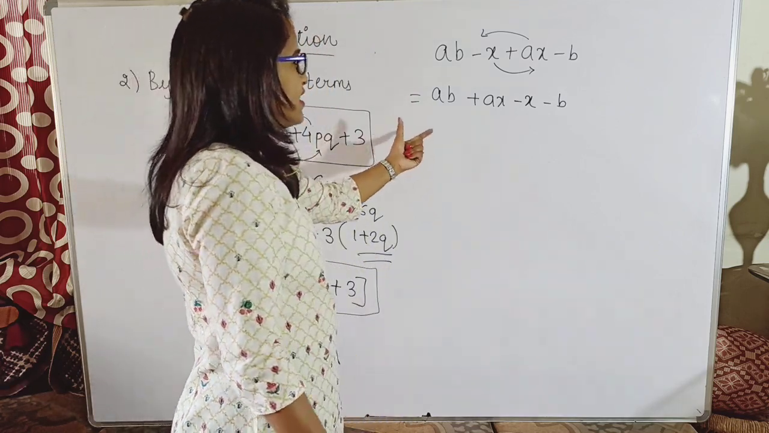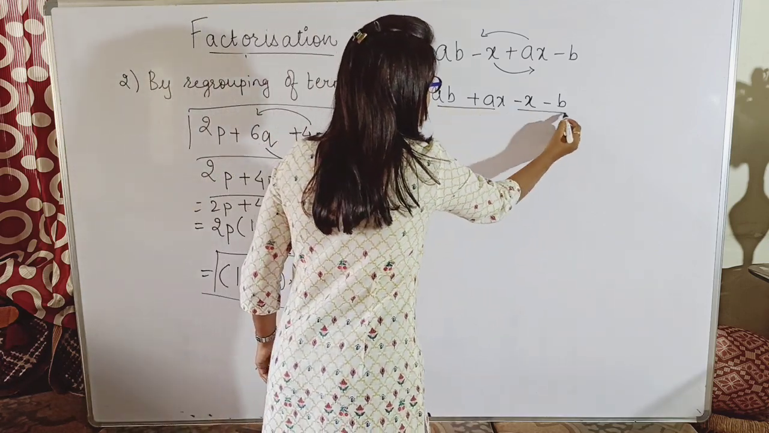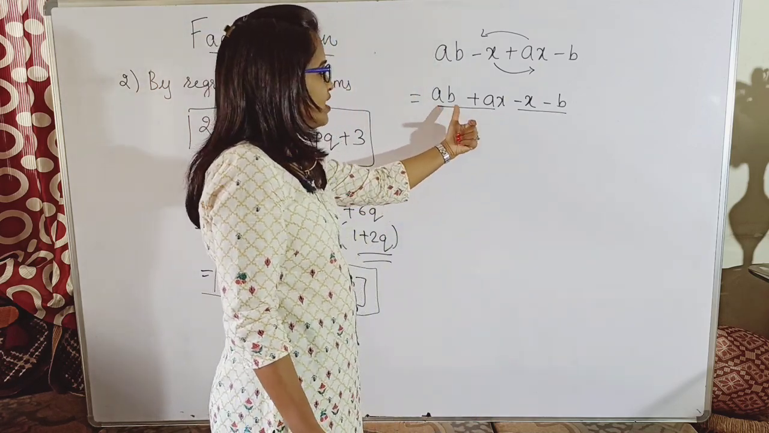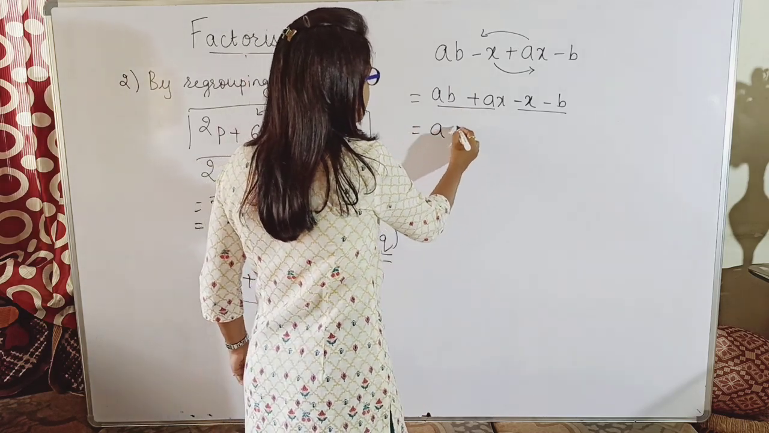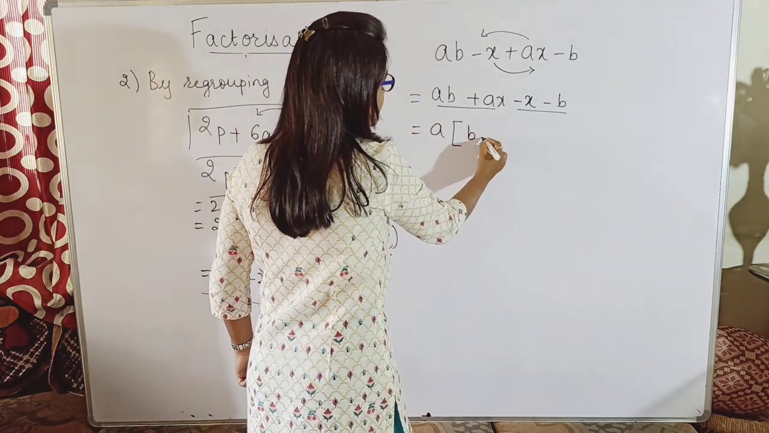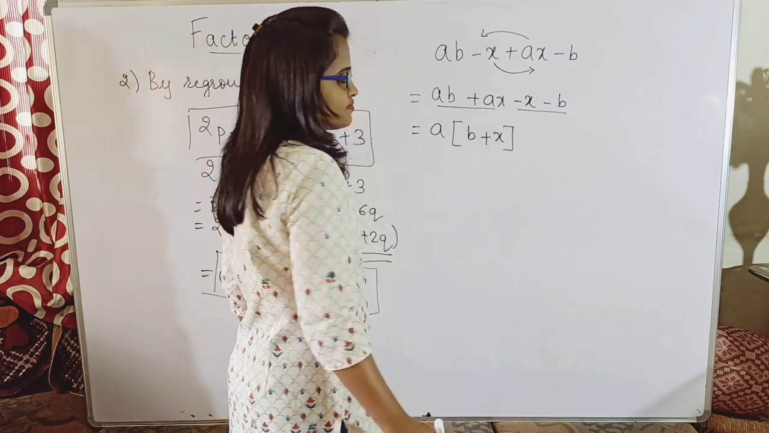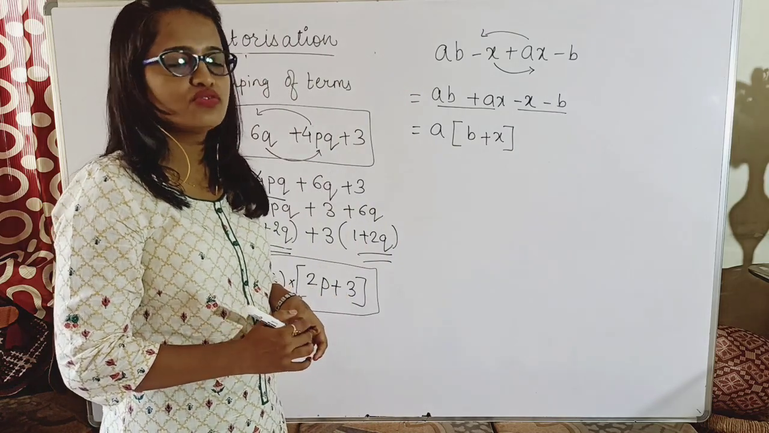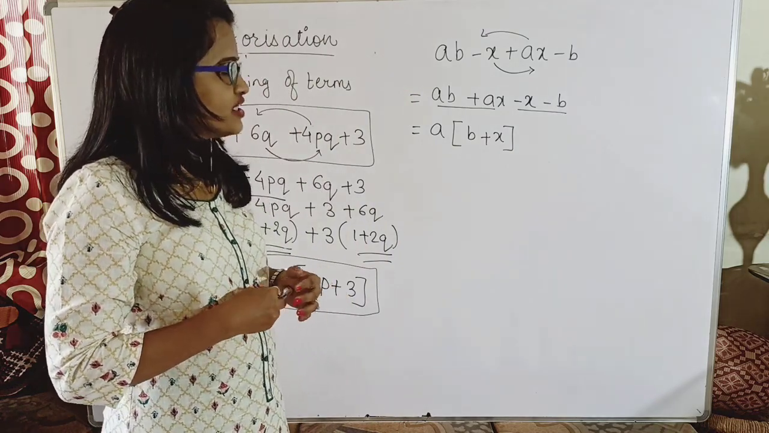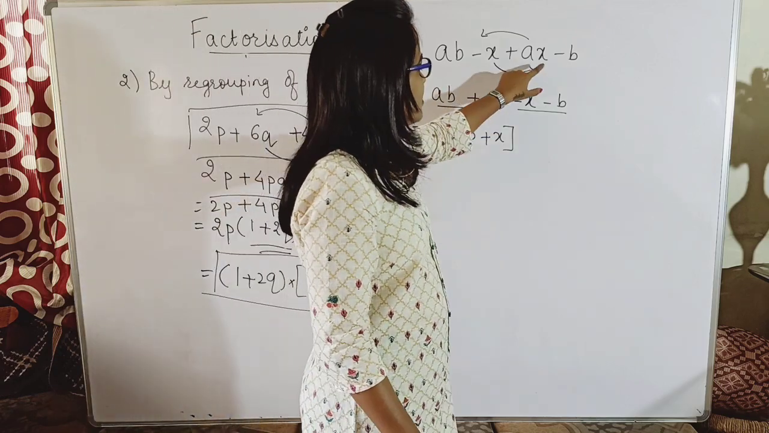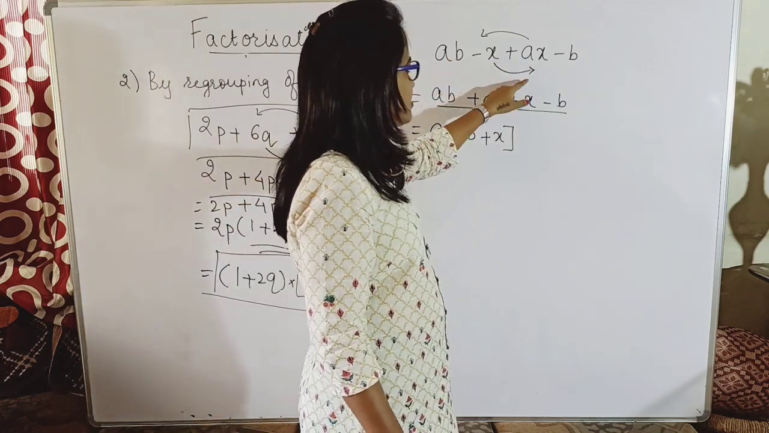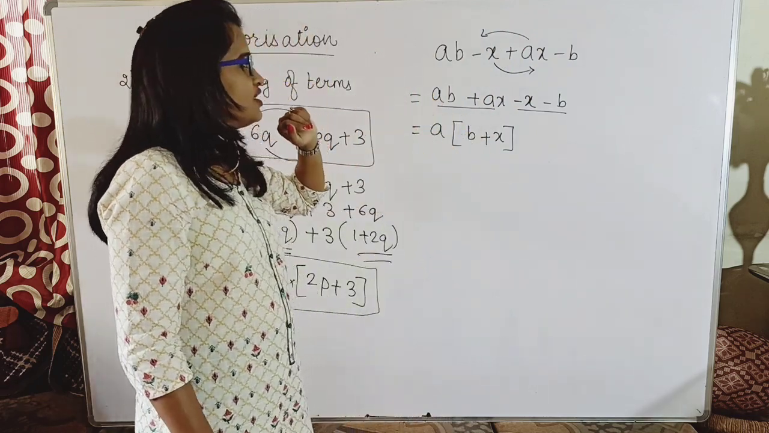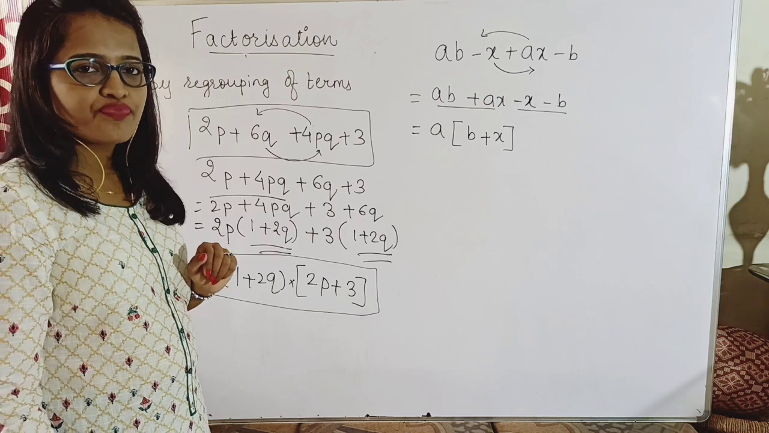Okay. Again, now can I find anything as common? Let us first see if I can find anything common out here. So what is common from AB and ax? A is common. So what is remaining in the bracket? B plus x. Okay. But what about these two terms? Is there anything common? No. So then what could be done? Was there any other way, that instead of interchanging ax and x, if I would have interchanged b? Even if you had interchanged b, then also you would have got the same problem.